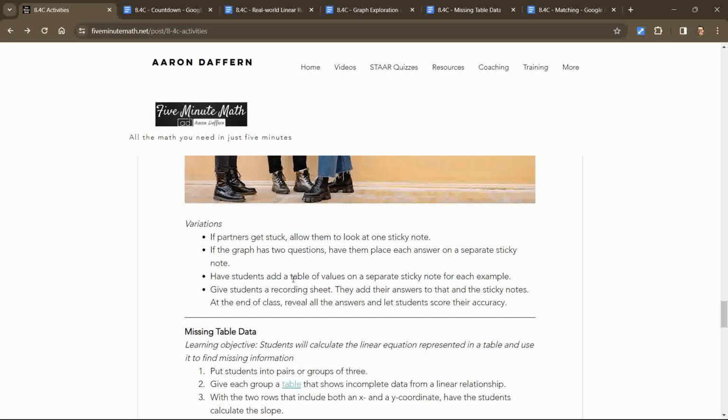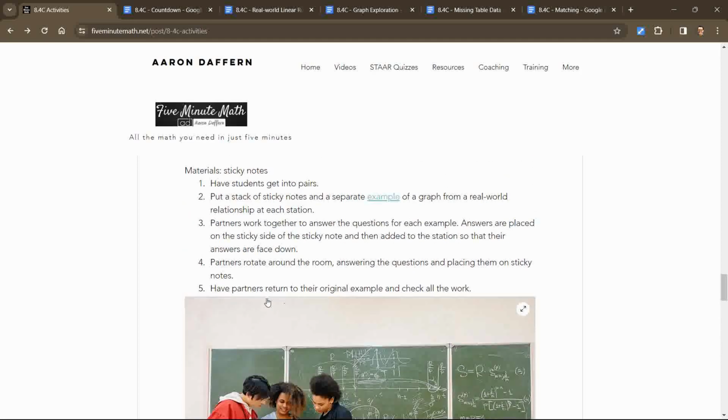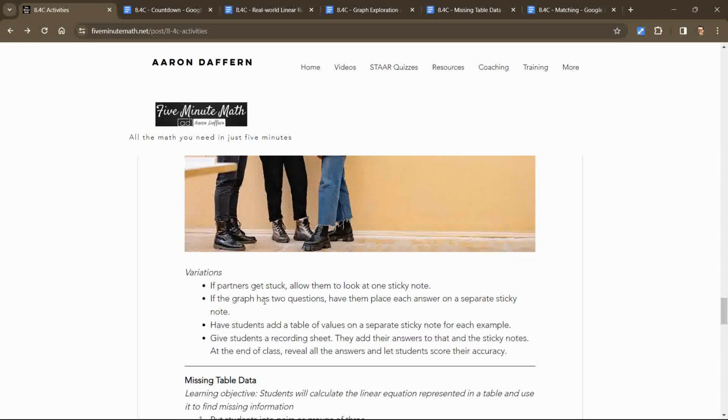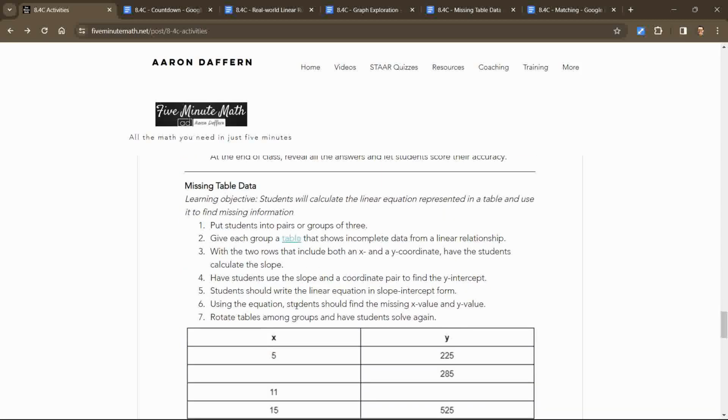They add their answers to that and the sticky notes, and then at the end of class, reveal all the answers. Let students score their accuracy. And the way it's currently depicted here, we're not necessarily tracking all the answers. Students are just participating, but if you want them to get some type of grade out of this, you can add that recording sheet.